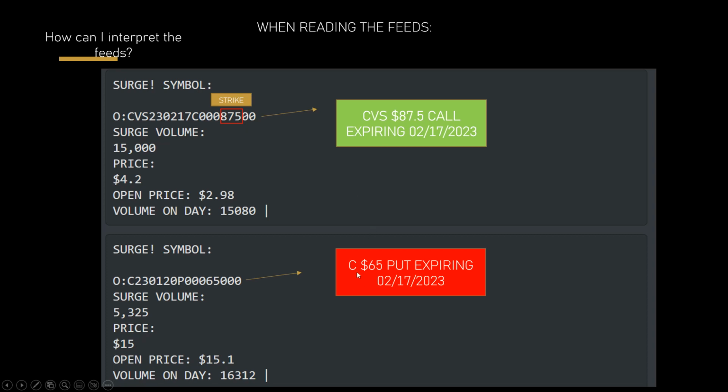Down here at the put side, we had a Citigroup put that came through, and this one had a surge volume of 5,325, and you read it the same way. C, 230120 put, $65 strike.